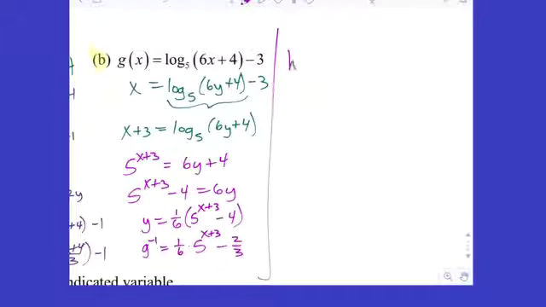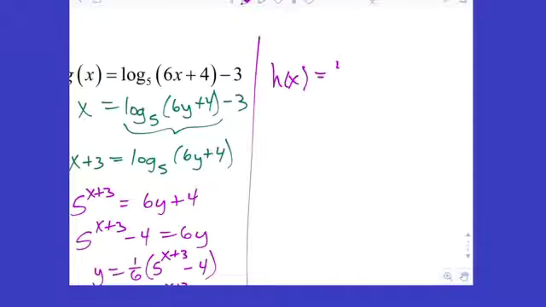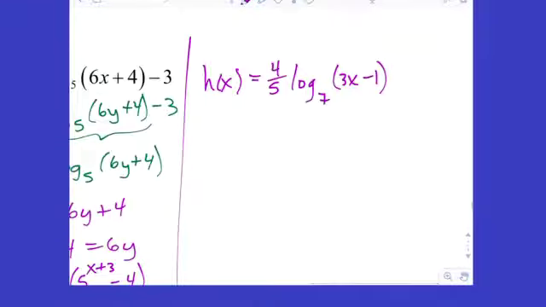Let me give you one to practice. Let's call this one h of x for ho ho ho of x. Let's put some extra stuff in there. How about a 4/5 log base 7 of 3x plus 1? Or let's do 3x minus 1. Ooh, even better. And then plus how about 8, as in like 88? There you go. Find h inverse.